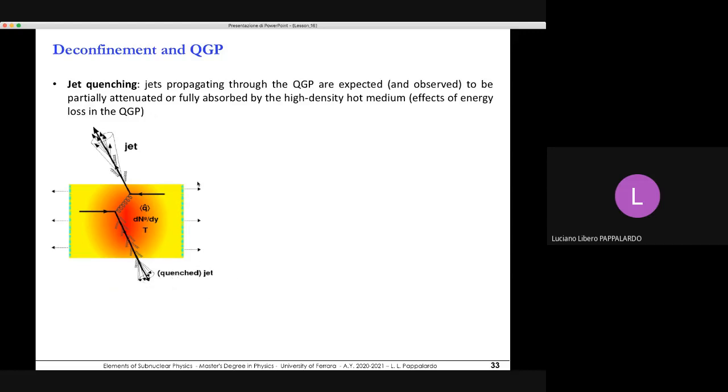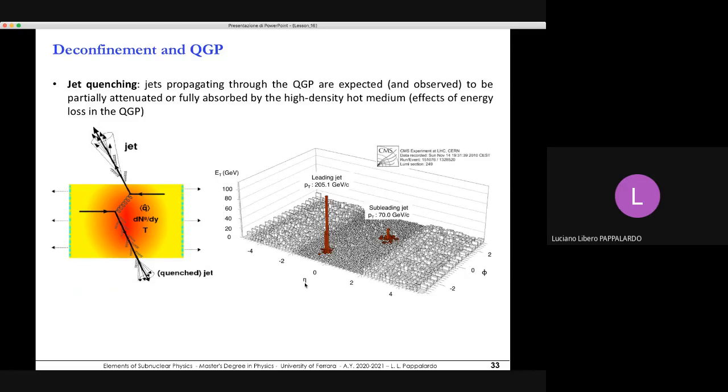So essentially what you expect is that when these processes occur not in the middle, but in the periphery of your fireball, in a certain number of events you should expect a large, high-energy jet and a suppressed jet. And in fact, this is what is observed. You see here an example from the CMS experiment. This is the transverse momentum in the vertical direction, and then you have here essentially the polar and the azimuthal angle. So you have a huge jet, with a pT of 200 GeV/c, and a suppressed jet with only 70 GeV. And this is a very well-known signature observed in many different experiments.